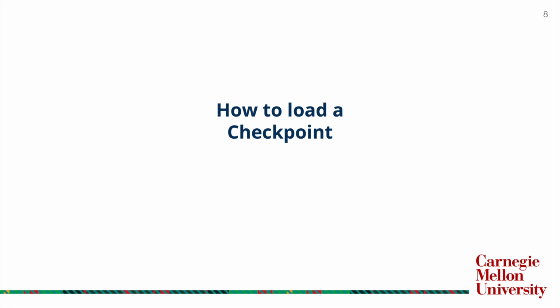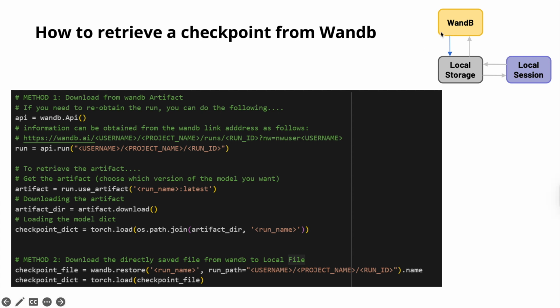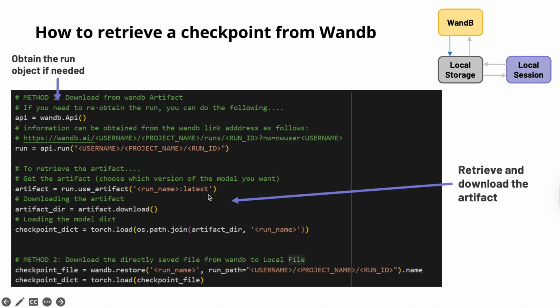Now, let's see how to do that. If you saved your checkpoint to W&B and want to bring it back into your local storage, here's how. If you saved it as a W&B artifact, as we showed in the previous slide, then follow method 1. First, get the run object using your W&B URL. You can find it on the W&B website under your project and run ID. Once you have the run, use run.use_artifact to get the artifact. Then download it to your local storage. After that, you can load the checkpoint file with torch.load, just like loading any .pth file.